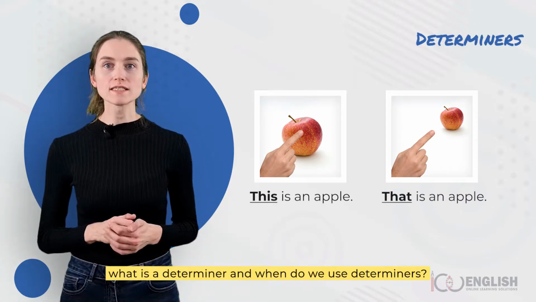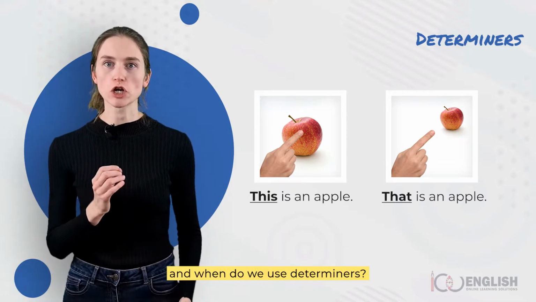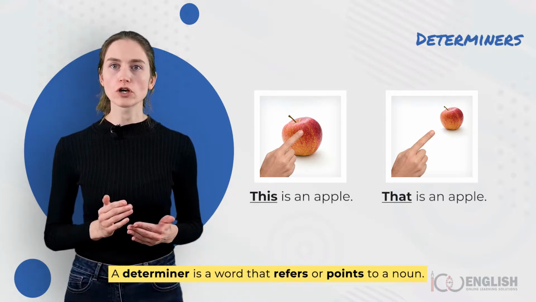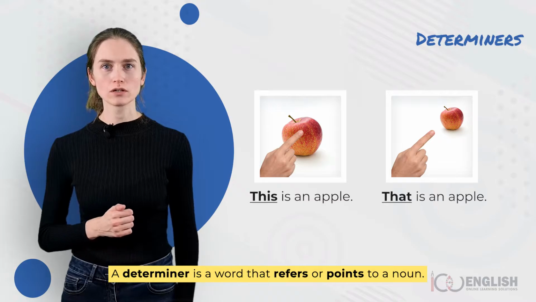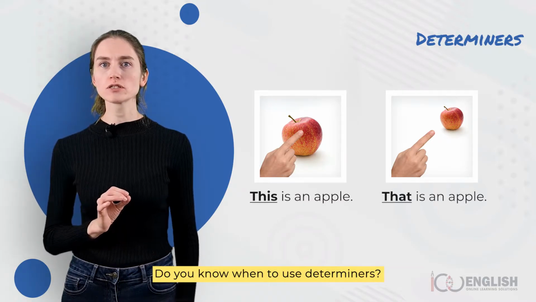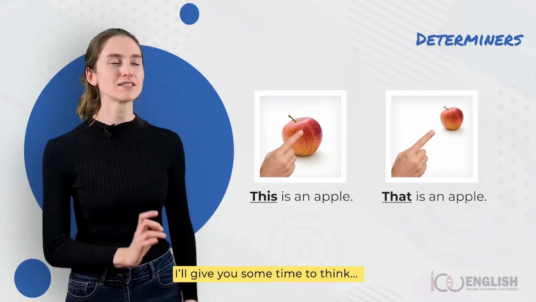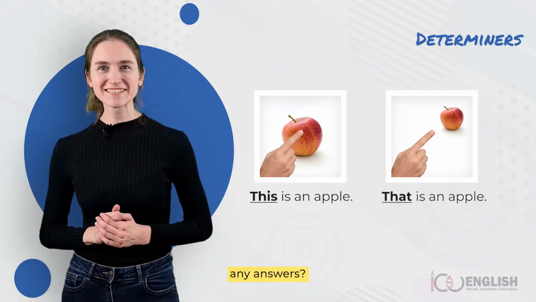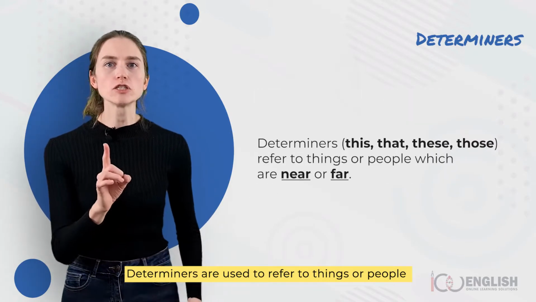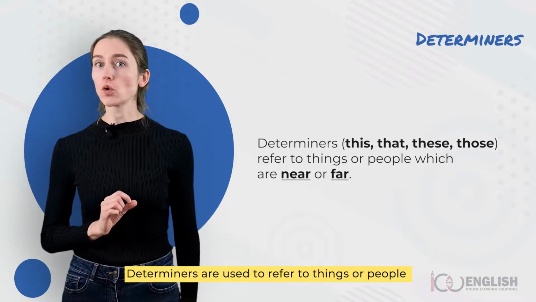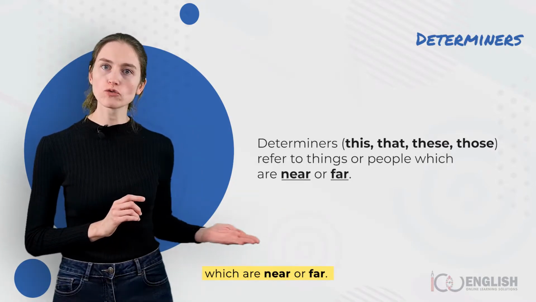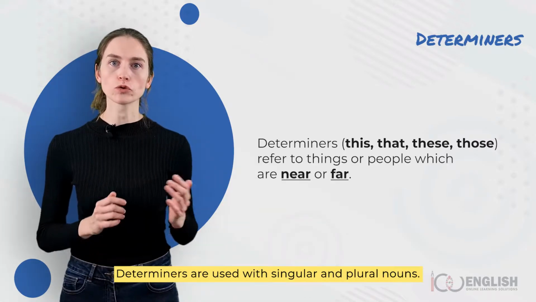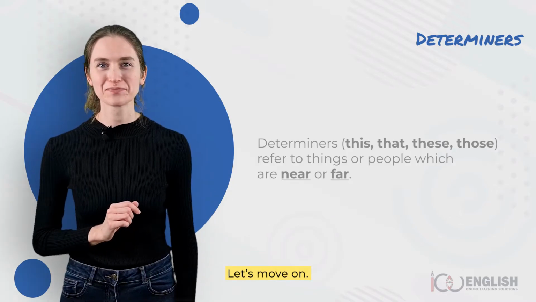So, what is a determiner and when do we use determiners? A determiner is a word that refers or points to a noun. Do you know when to use determiners? I'll give you some time to think. Any answers? Determiners are used to refer to things or people which are near or far. Determiners are used with singular and plural nouns. Let's move on.